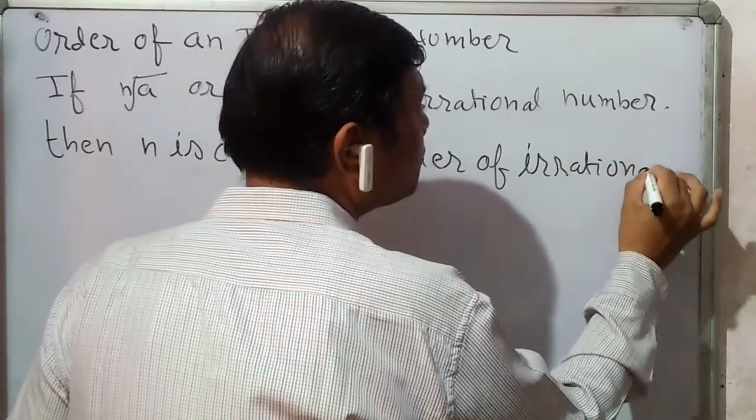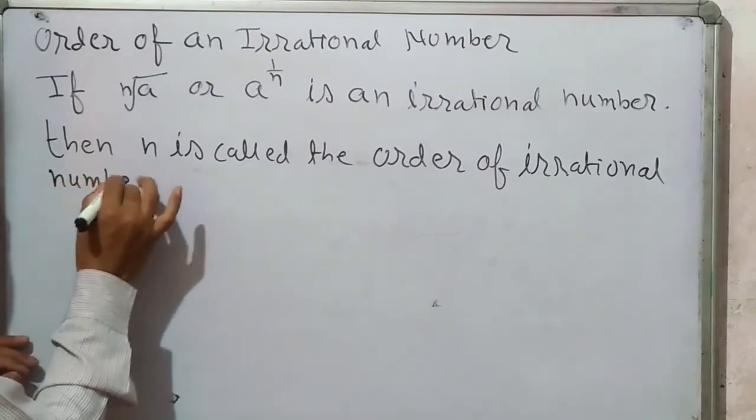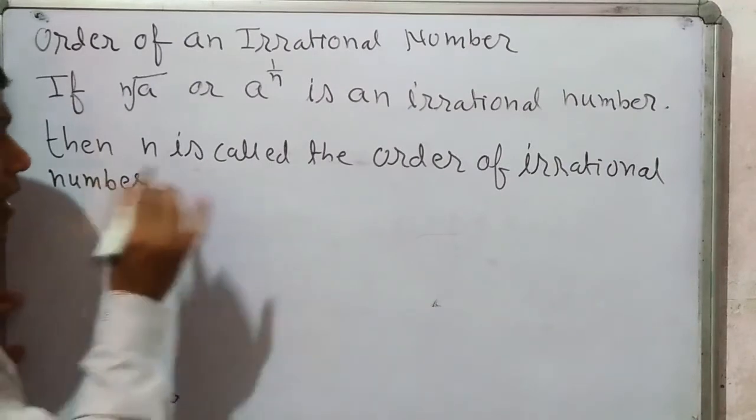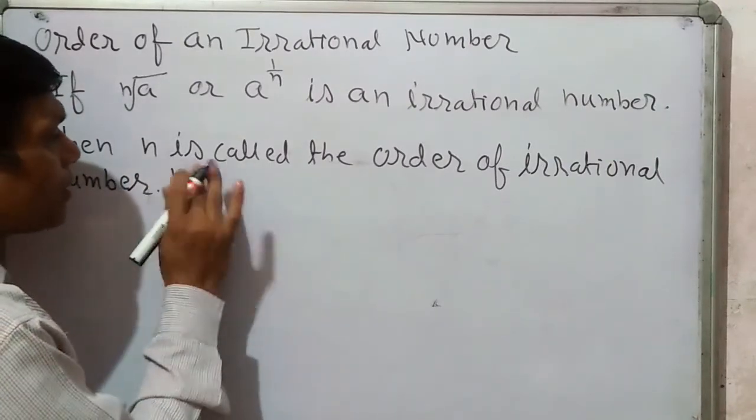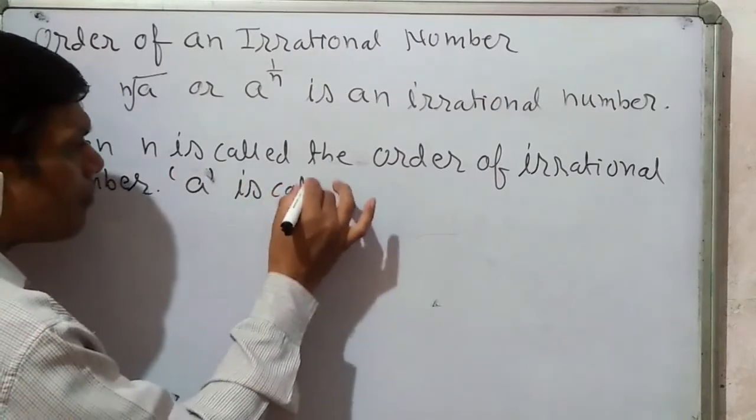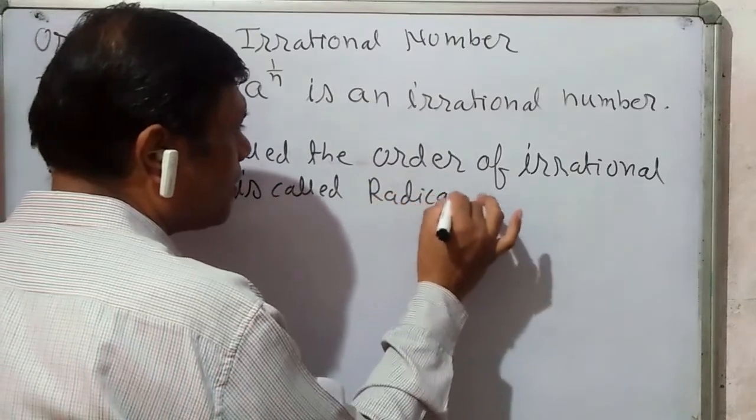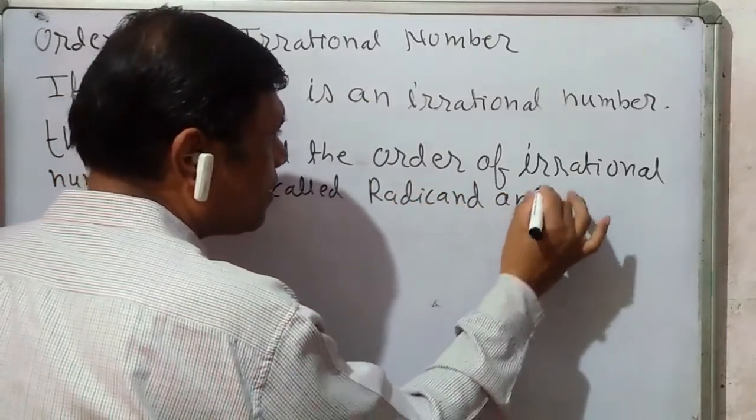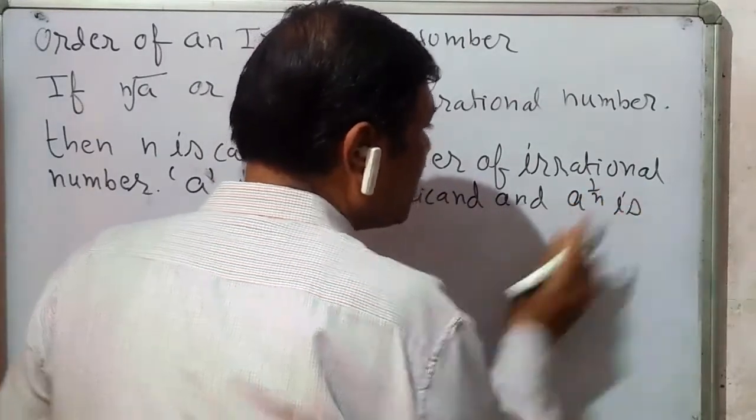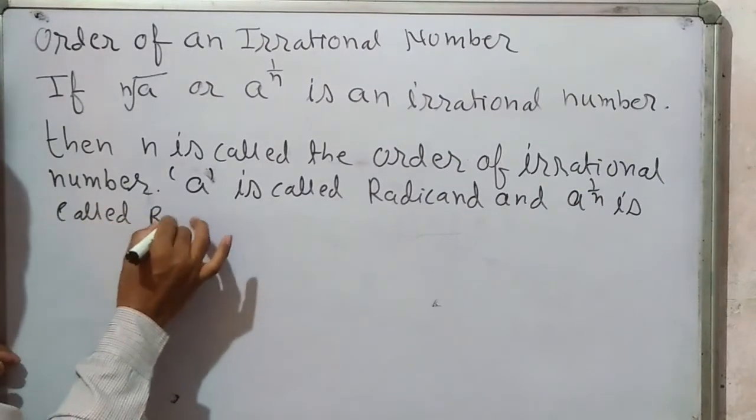N is what? N is actually the nth root of number a. A is called radicand and a raised to the power 1 by n is called radical.